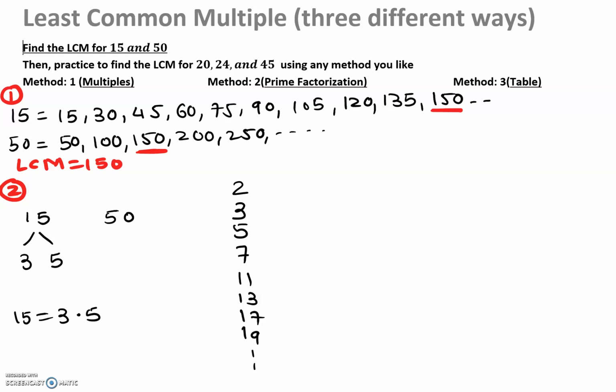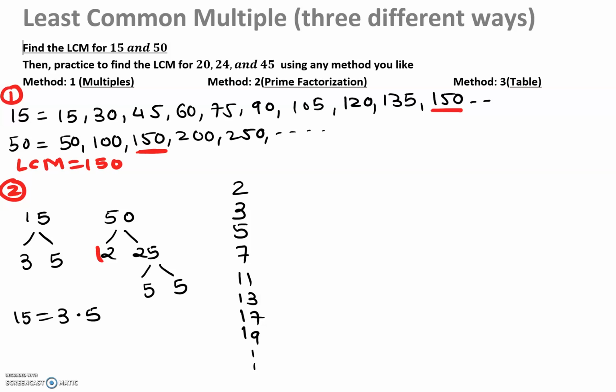Prime factorization for 50. Start with 2. 2 times 25 is 50. 2 times some number cannot be 25. Let's go with 3. 3 times any number is 25? No. Go with the next prime, 5. 5 times 5 is 25. These two are prime numbers again. We stop there.